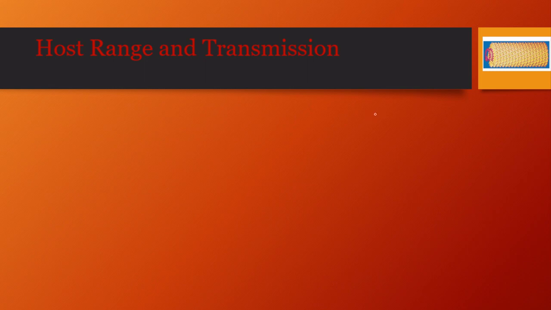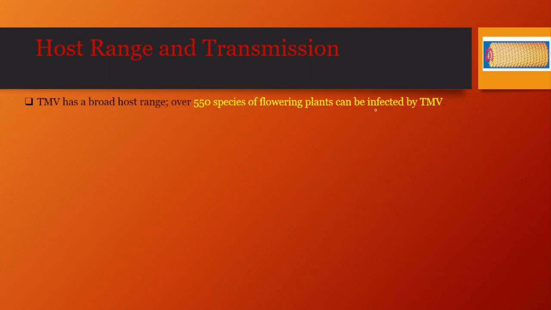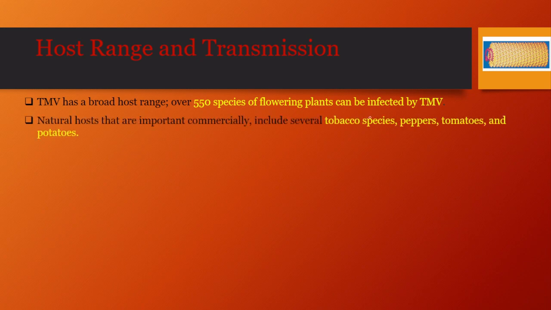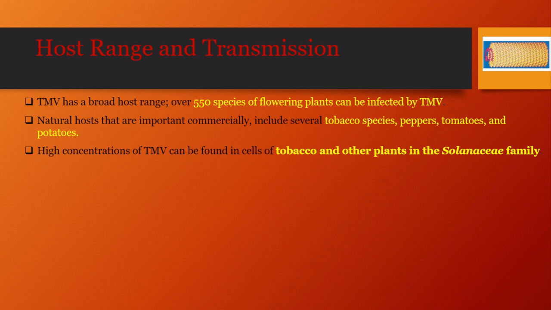Now the host range and how this virus is transmitted. TMV is a broad-range virus. It infects almost 550 species of different flowering plants. It can infect tobacco species, peppers, tomatoes and potatoes. The most common hosts for this plant virus are tobacco and other plants of the Solanaceae family. So this is the family Solanaceae, which is the target of this virus.